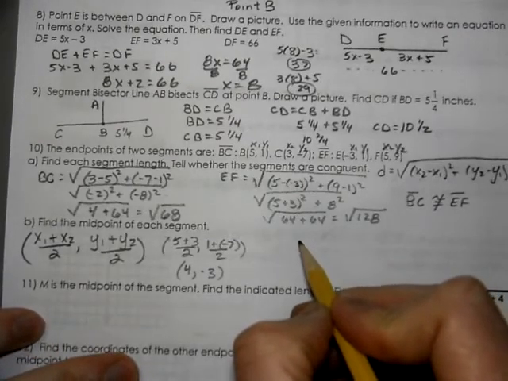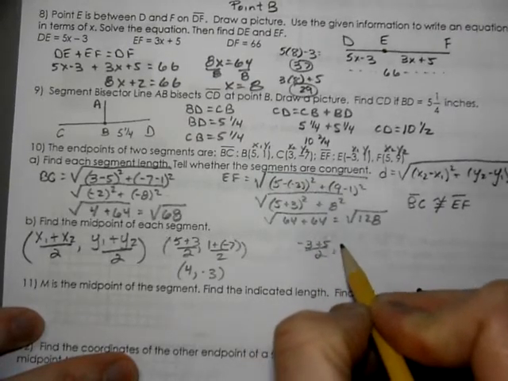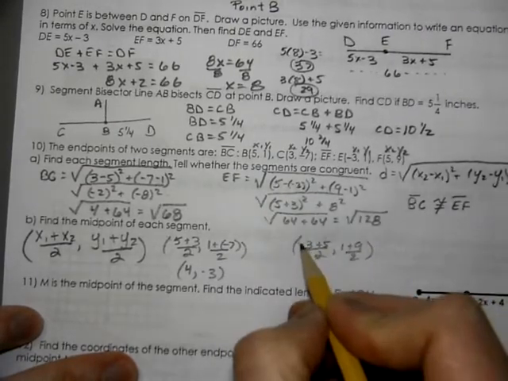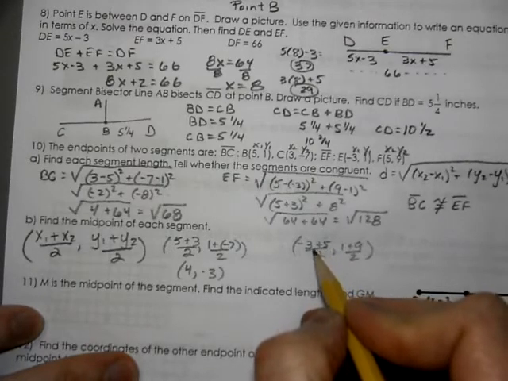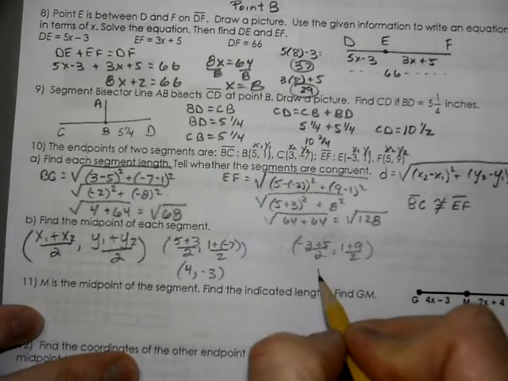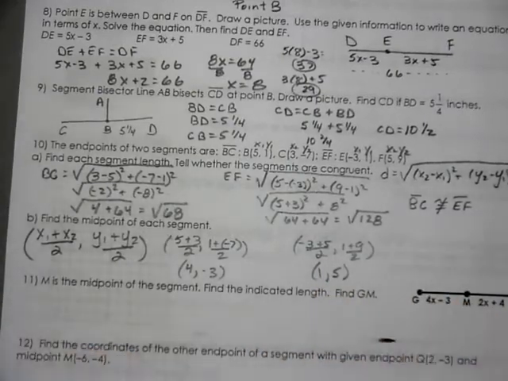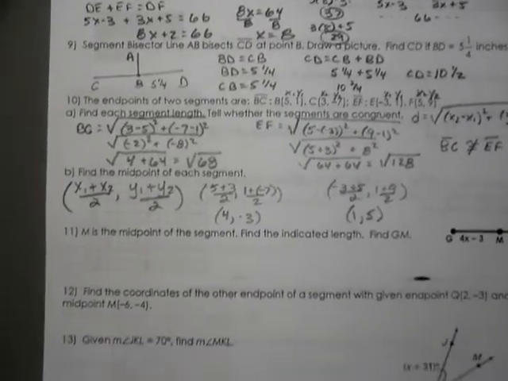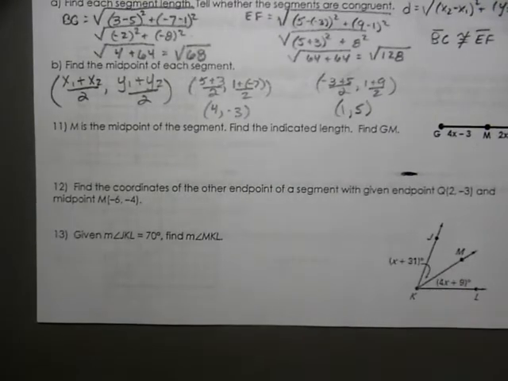We also have another one, -3 and 5, 1 and 9. -3 plus 5 is 2, divided by 2. 10 divided by 2. So we have our other midpoint. Notice how the midpoints are not at the same place. Different midpoints.